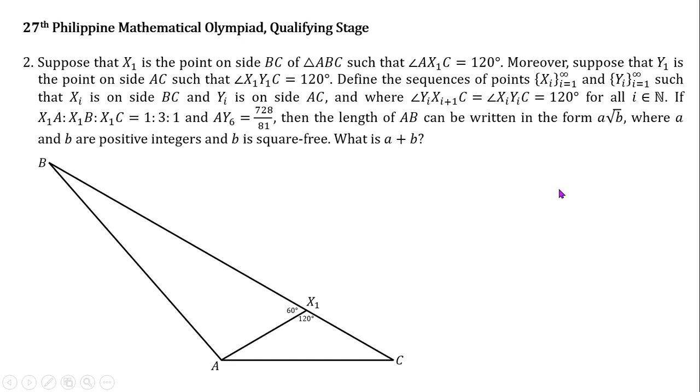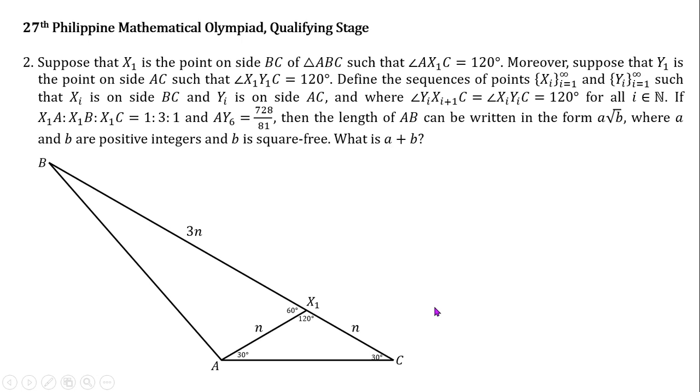Now, if you look at the third statement, it says the ratio of X sub 1 A, X sub 1 B, and X sub 1 C is 1 to 3 to 1. This means that triangle AX sub 1 C must be isosceles, right? So let's represent AX sub 1 and X sub 1 C by n, and then represent BX sub 1 by 3n. Alright. Now, since triangle AX sub 1 C is isosceles, the base angles must measure 30 degrees each.